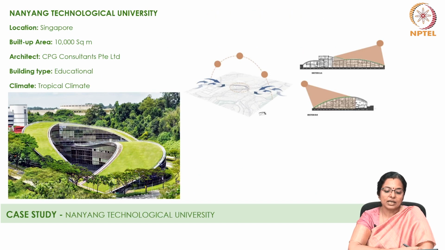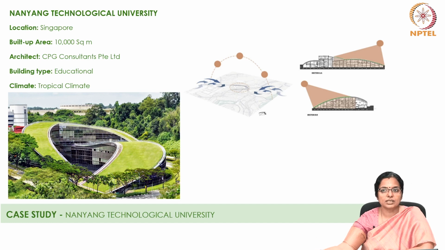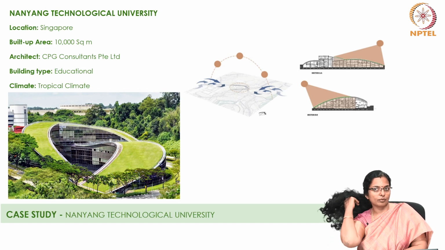We will now see another case study, which is the Nanyang Technological University in Singapore. It has a built-up area of 10,000 square meters, designed by CPG Consultants Private Limited. It's an educational building in a tropical climate. Malaysian buildings receive high solar radiation, mainly on the west and east facades in the afternoon.